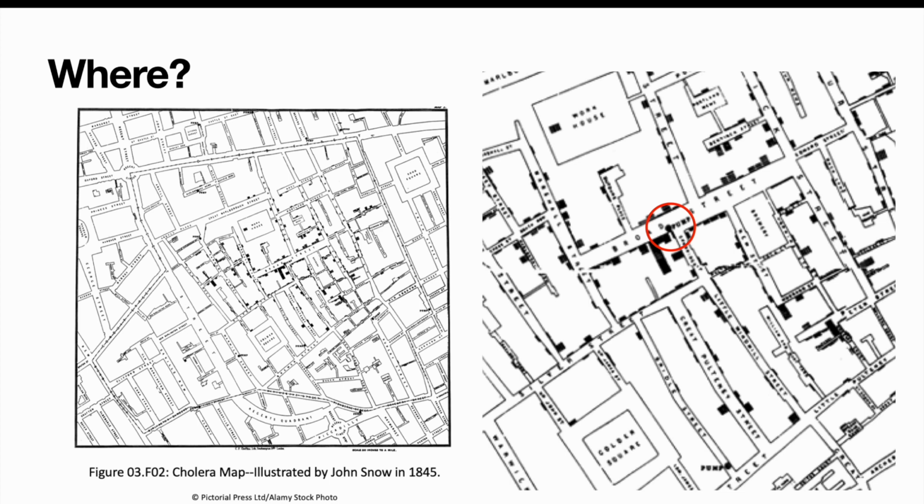Where? So this will make sense to you after you watch that video on John Snow, but he marked down on a map where people lived who were ill, and their proximity to a certain water pump in the center of town helped him figure out where the disease was coming from, what was the source of the disease.